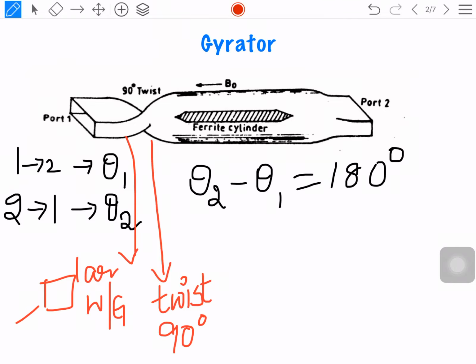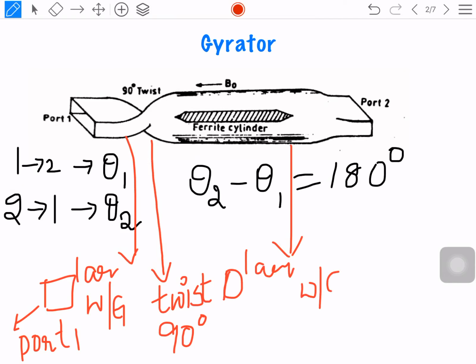and the end of this rectangular waveguide will be called port 1, and this twist is connected to a circular waveguide, and this circular waveguide contains a thin cylindrical ferrite rod with the ends tapered to reduce the reflection. See, a ferrite cylinder is present in this circular waveguide, and it is tapered at both the ends. This is called a V-taper. It is tapered at both the ends so that the reflections can be reduced here.